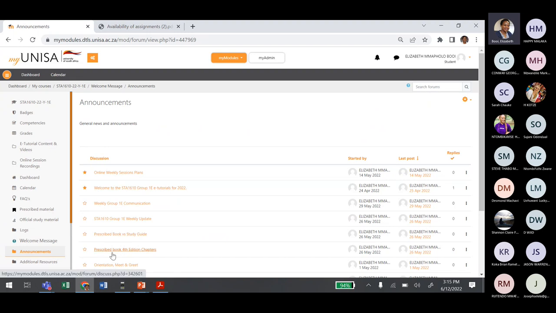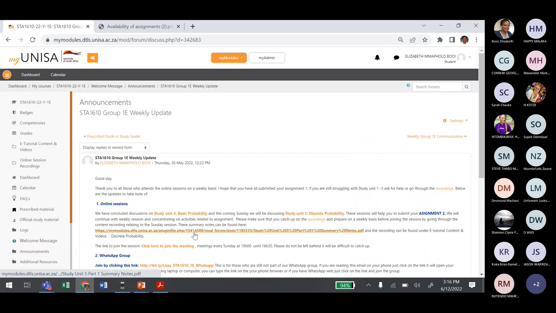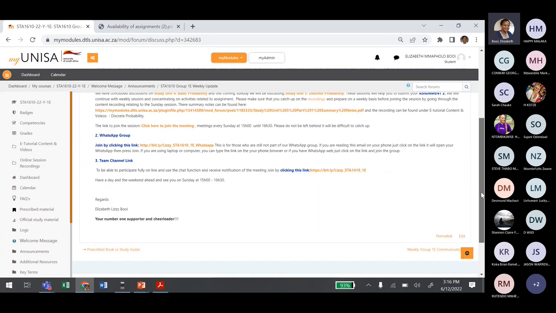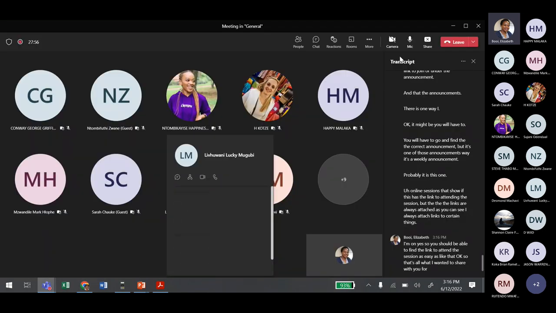there is one way. You will have to go and find the correct announcement, but it's one of those announcements where it's a weekly announcement. Probably it is this one, online sessions. I'm not sure if this has the link to attending the session, but the links are always attached. As you can see, I always attach links to certain things on here. So you should be able to find the link to attend the session as easily as that. That's all what I wanted to share with you for now before we start with this week's session.